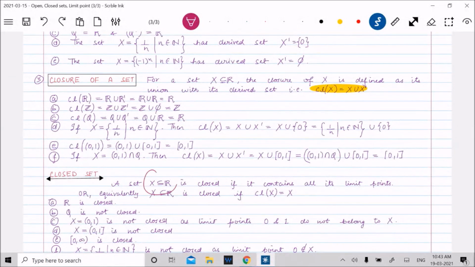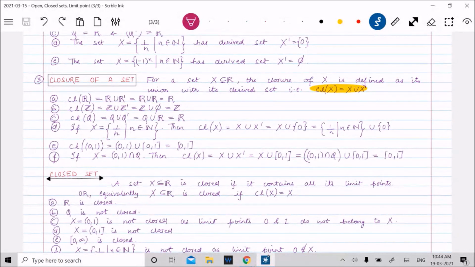So a set capital X, which is a subset of R, is said to be closed if it contains all its limit points. Because if all the limit points are contained in set X, then of course set X will have a tendency to get squeezed and to get smaller and smaller in size. That's why we'll say that it's closed. Are you getting my point? Why is this word associated with this set, in what sense, right? So if all the points of attraction, which are called limit points, are present inside the set, there is no chance that a set will just expand. No chance. It will always contract, right?